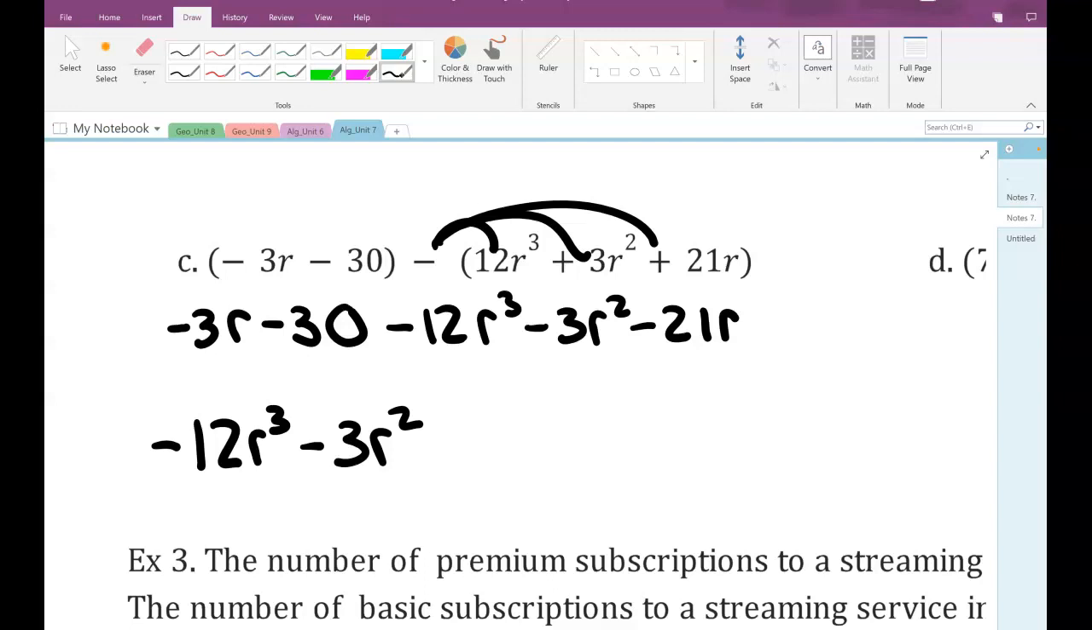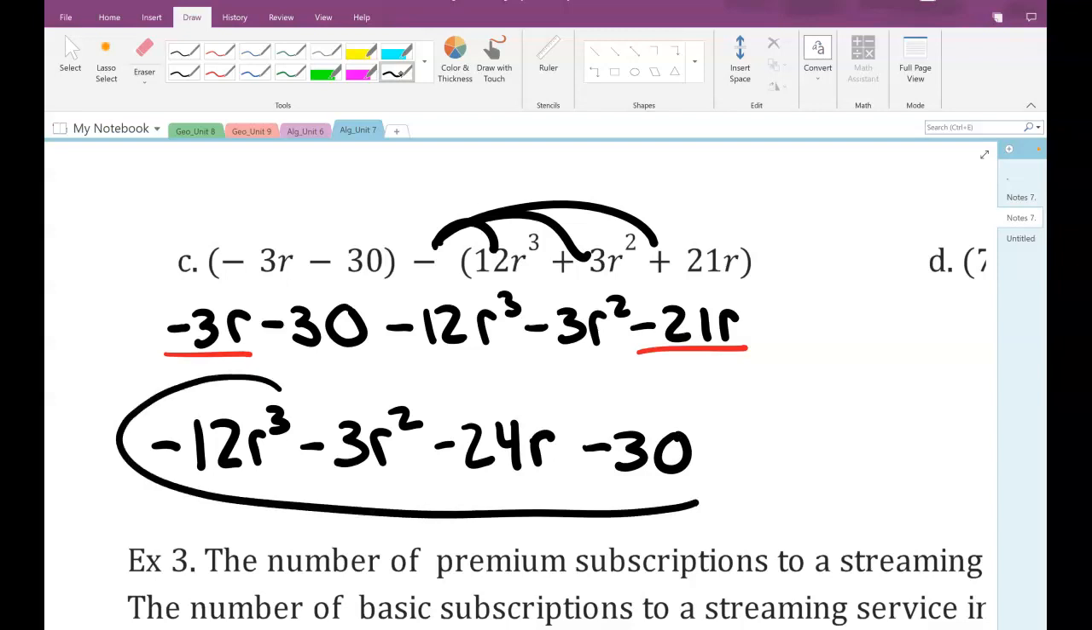Do a quick look through, find your next highest degree term. That would be anything that's degree 1, which is we have a r and an r. Those are both first degree, so you can combine those. So negative 3 minus 21, that's negative 24r. And then we just have a constant in the back, that minus 30.